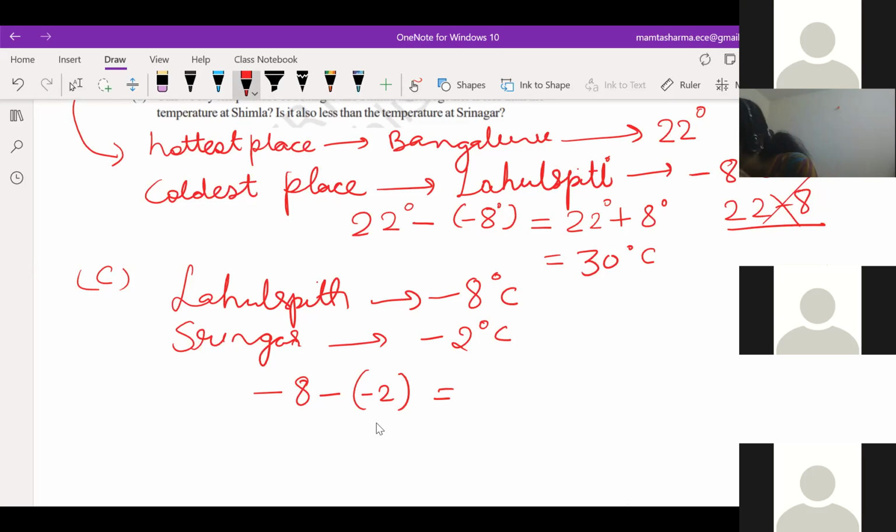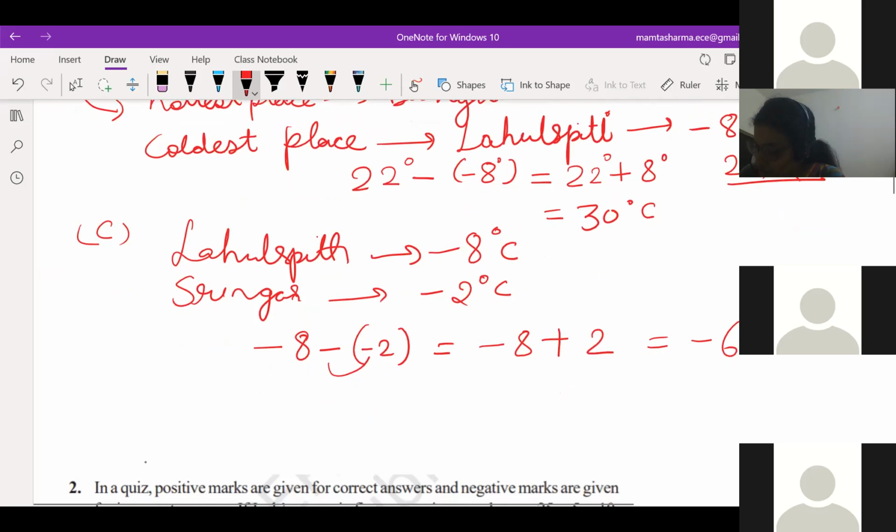First, minus is plus, so the first thing would be plus. Now 8 minus plus 2 is minus 6. Correct, Aditi, correct.